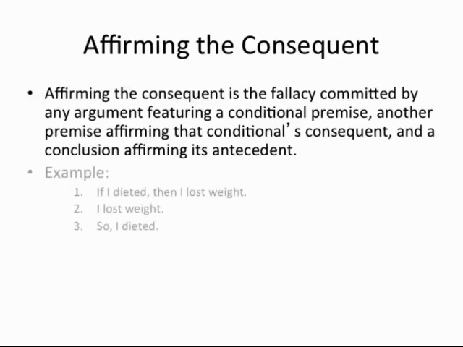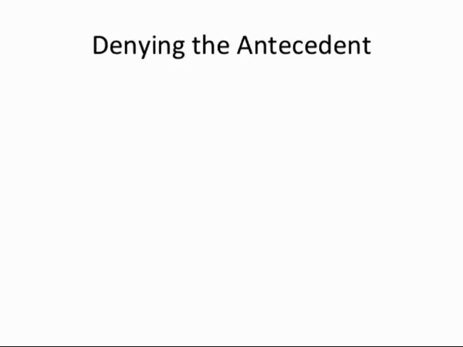So here's another example. If I dieted, then I lost weight. I lost weight, so I must have dieted. And here's the form of the argument. If P, then Q. Q, therefore P. Again, affirming the consequent. And here is its opposite number, namely denying the antecedent.